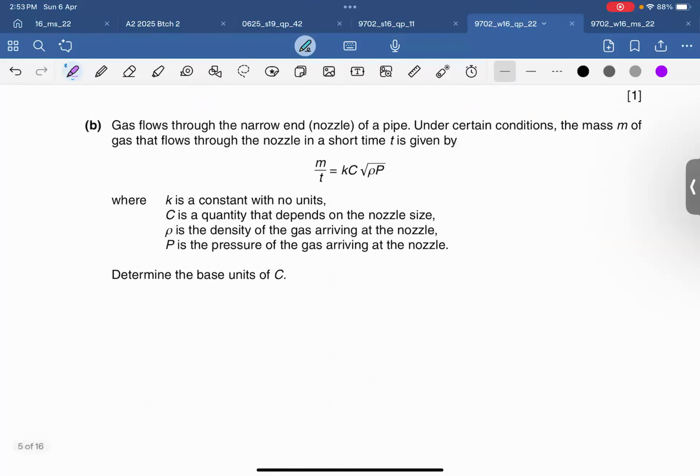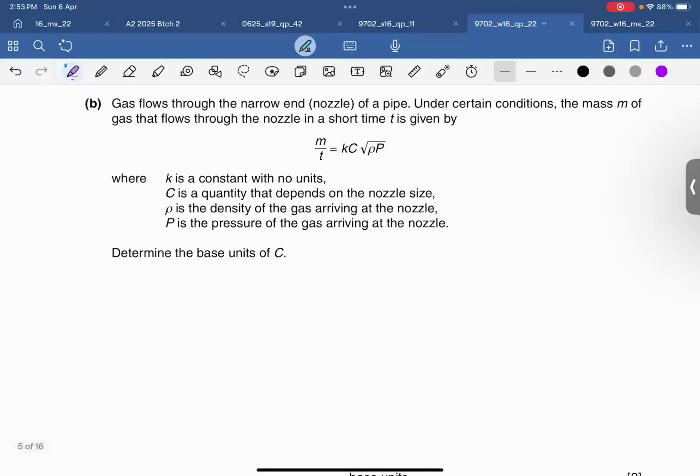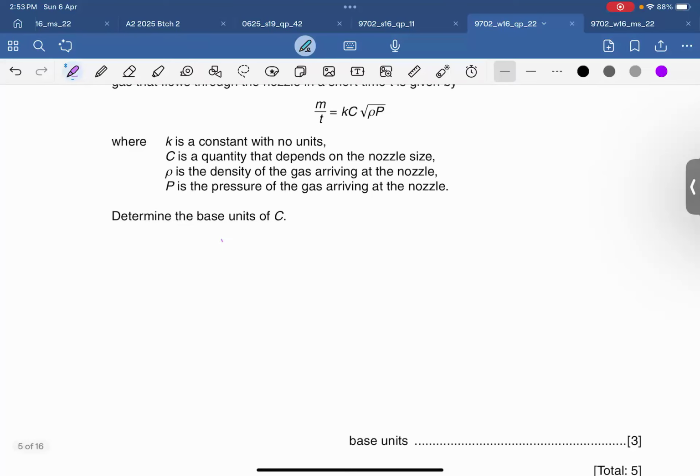Fine. Now, a gas flows through the narrow end nozzle of a pipeline, under certain conditions, the mass m of the gas that flows through the nozzle in a short time is given by this. Okay, determine the base unit of C. So just make C the subject first. So m over t. K is a constant with no unit, so you can ignore it.